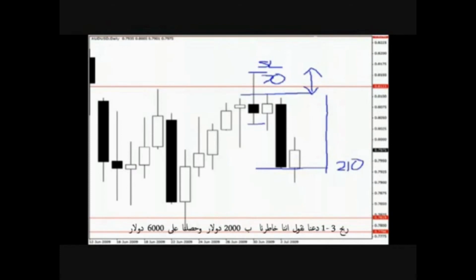So a 3-to-1 winner, let's say we risked $2,000, has made $6,000, and you can make that a risk of $100. It's made $300. It's just an example of risk reward and how to trade the price action signal that we've been given by the market. It's how you read the market. There is a degree of interpretation. It comes with experience and screen time.